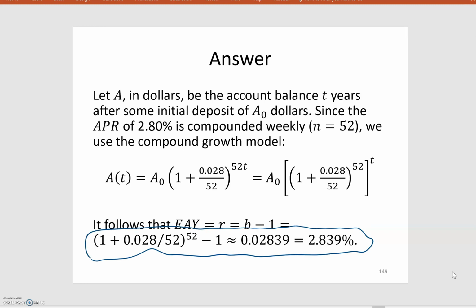So notice that once you do the computations, your actual EAY, approximately 2.83 or 2.84 percent, is bigger than the APR. That's because we're compounding weekly, and so effectively we're doing better than 2.8% compounded annually. We're doing 2.8% compounded weekly. Okay, so it's a little bit better.